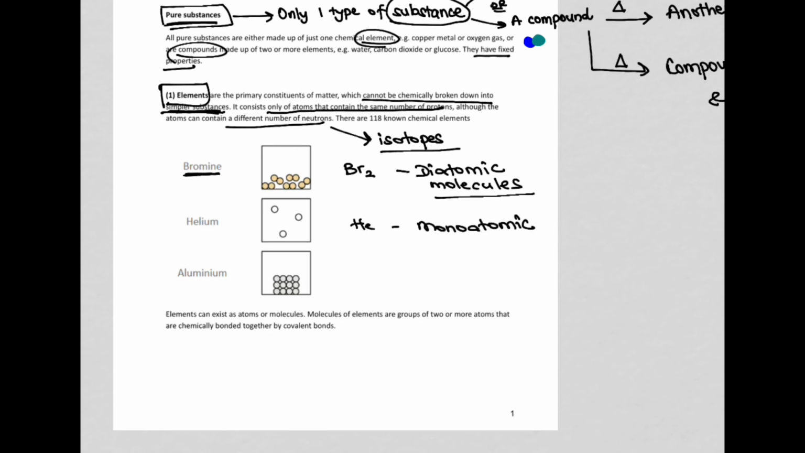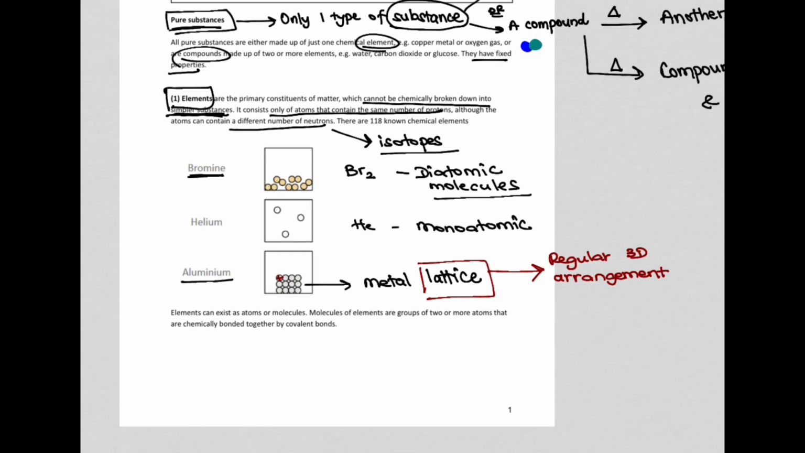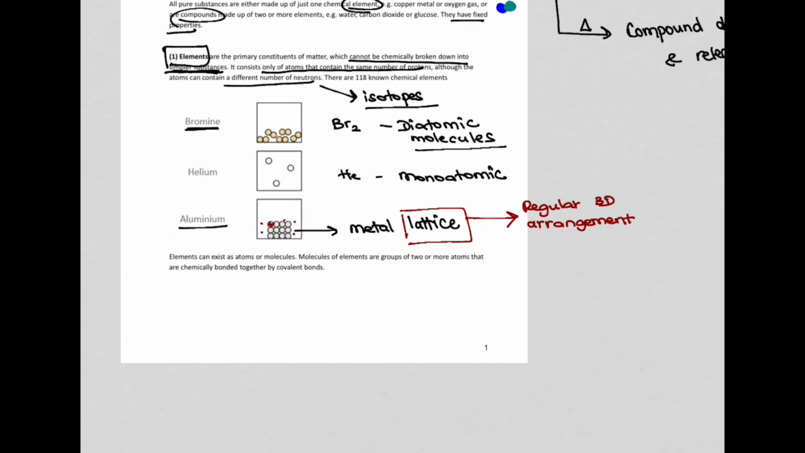And then you have aluminium. This is also an element. And this one you can see the metal lattice. And if you still remember the term lattice, lattice means regular 3D arrangement, and it could be arrangement of any type of particles, could be atoms, ions, or molecules. So in this case, because it is a metal lattice, you will remember that these are cations in a sea of mobile electrons. So this is still elements.